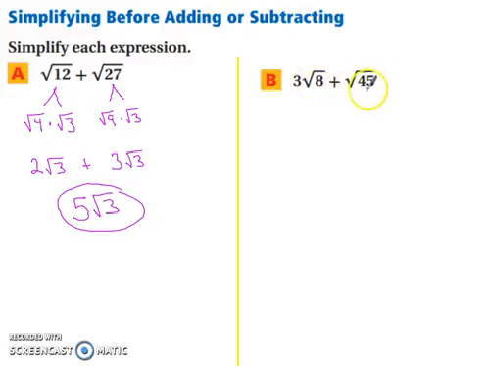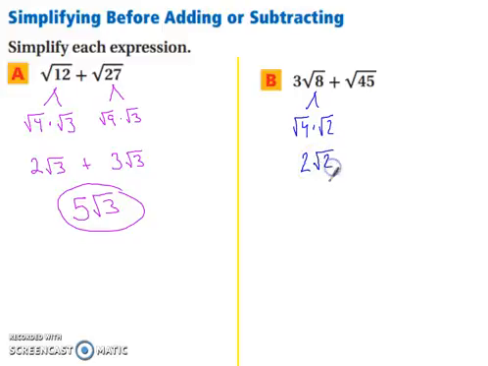At first glance, there's nothing we can do. However, we can simplify the square root of 8, and we can simplify the square root of 45. So when we simplify 8, we can break that down into the square root of 4 times the square root of 2. The square root of 4 is 2, and we can't do anything with the square root of 2.